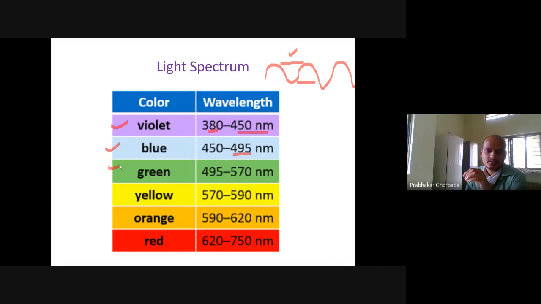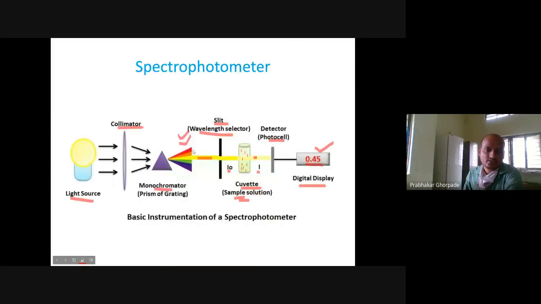If it is 550, in this range between 495 to 570, it will appear green. 570 to 590 nanometer, it will appear yellow. For orange, the wavelength range is 590 to 620 nanometer. For red light, it is 620 to 750 nanometer. Okay, so that is the wavelength of the light. Particularly, going back to the slide, here we are selecting a particular wavelength. That is what we mean by a particular wavelength.